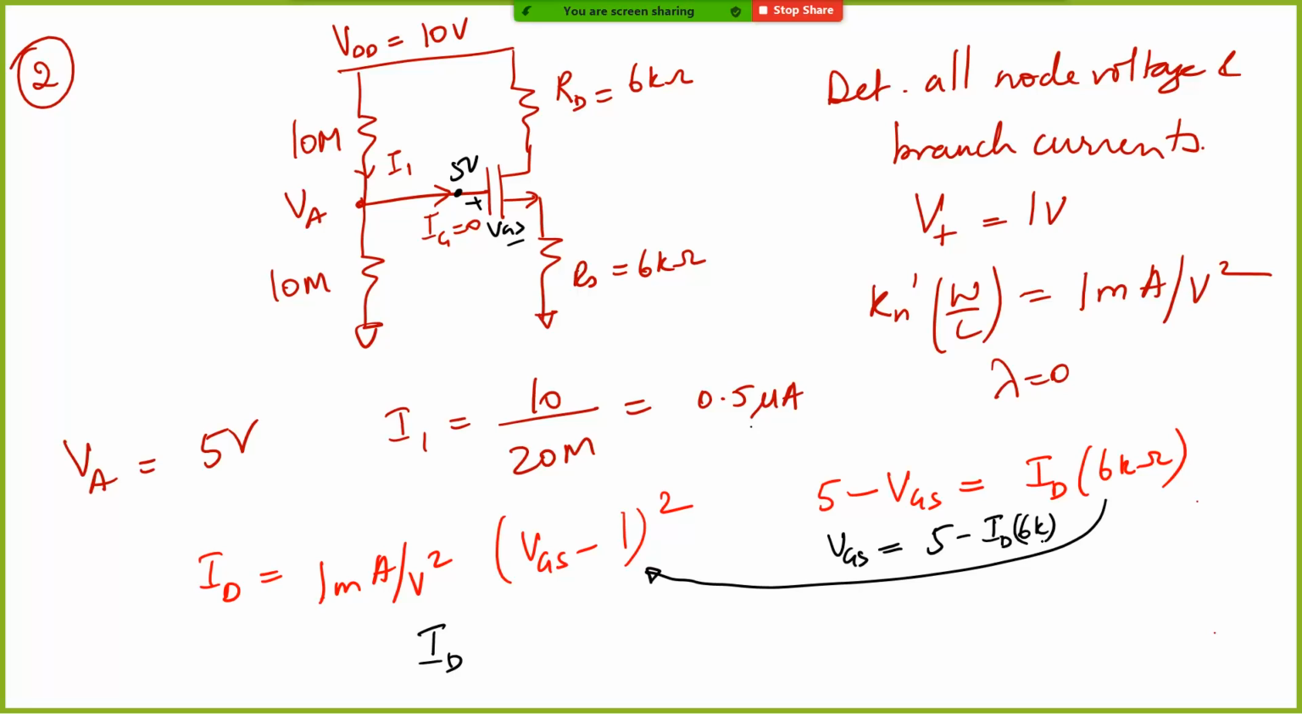Sir, shouldn't it be 1 by 2? Yes, in the ID equation, you're right, it is mu and Cox by 2. You're right.